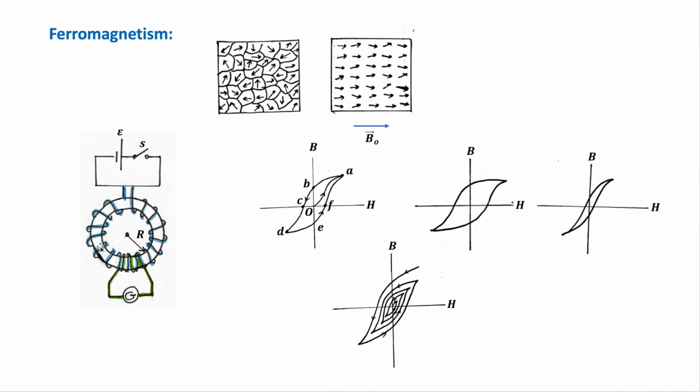And this is why devices that use alternating fields, such as transformers, use cores made of soft ferromagnetic materials to minimize the energy loss per cycle.